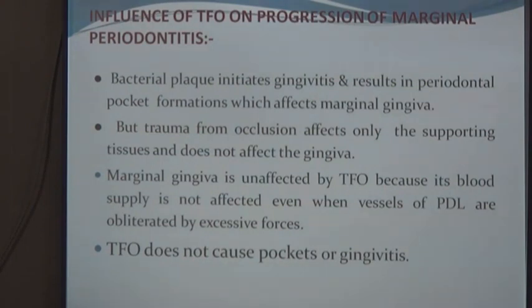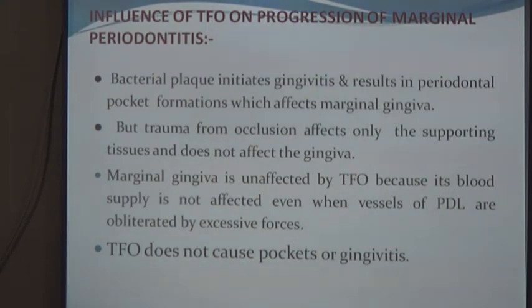Influence of trauma from occlusion on the progression of marginal periodontitis. You should remember, trauma from occlusion does not give pocket or gingivitis. Already I told you, when the tissue exceeds its normal capacity to withstand, only then do you get a tissue injury. In trauma from occlusion, that is what we call tissue injury. In that tissue injury, is there a chance for pocket formation? No, there is not going to be pocket formation. Trauma from occlusion does not cause pockets, which they usually ask in MCQ. And it doesn't cause gingivitis also.